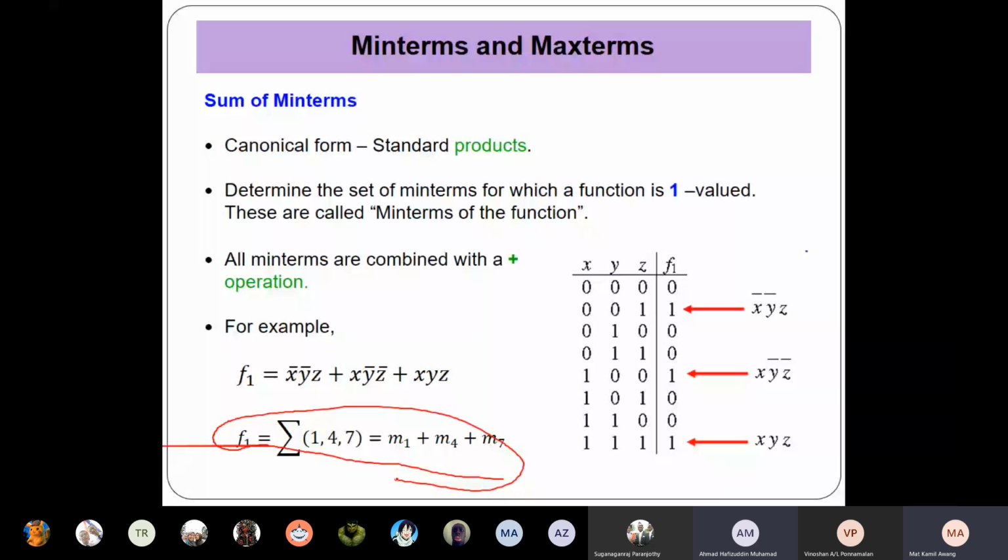Any question so far? No. Very simple, straightforward. Now we go to max term.